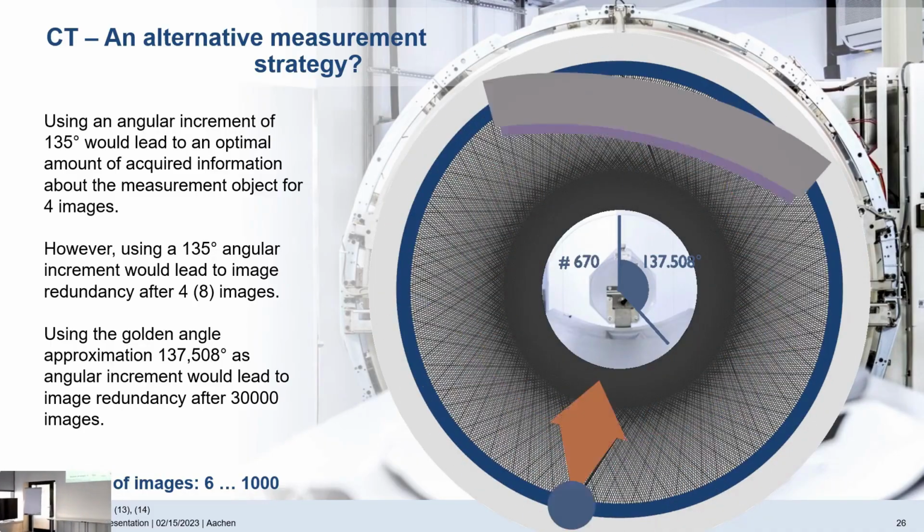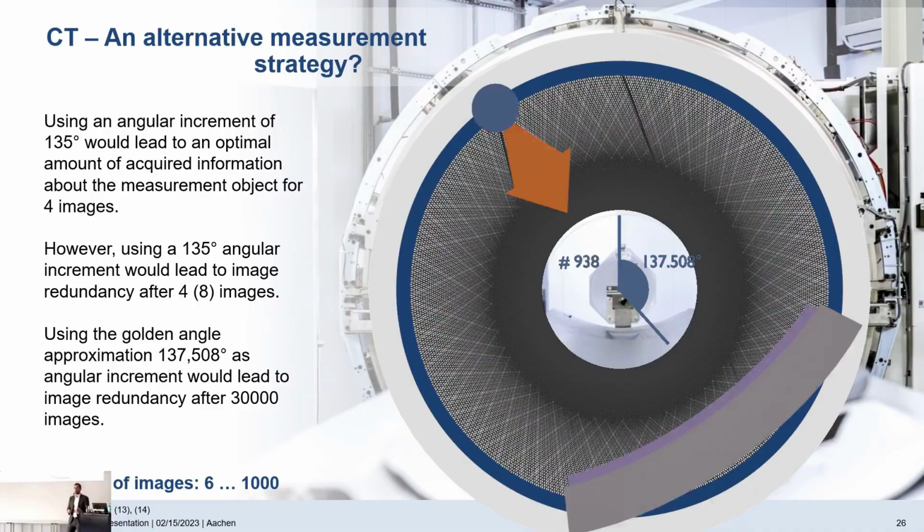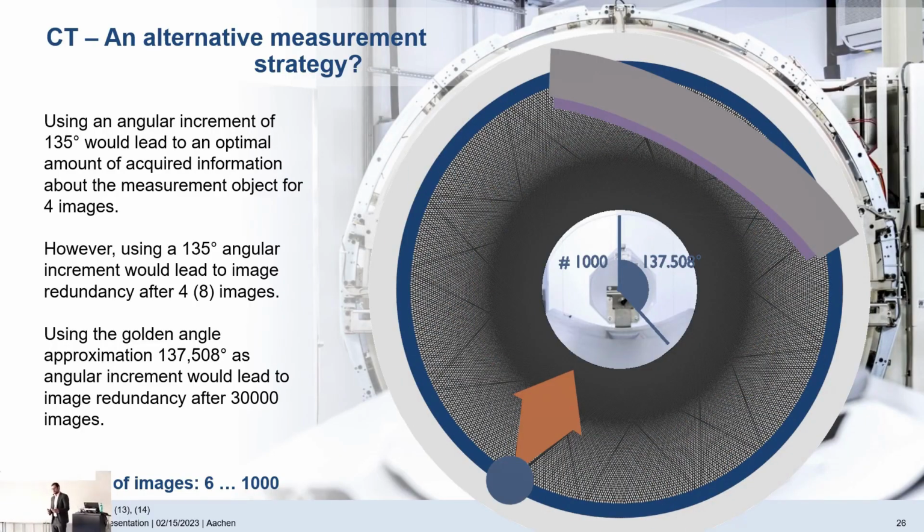But we can say that when we use the golden angle, the rate of information, or the acquired information per image or per sample, is kind of maximized when we look at the entirety of samples. And why is it so? So let's have a look at the mathematics.